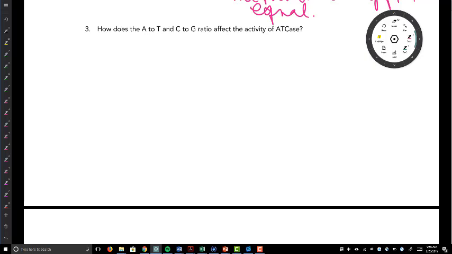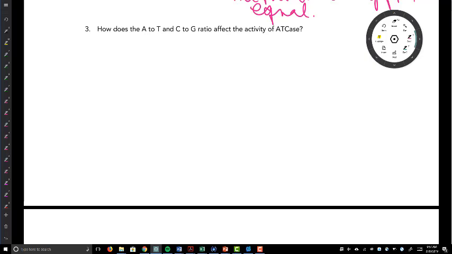So in one of my groups, would someone like to start us off by unpacking why the ratio matters for the regulation of ATCase's activity? Yes, okay, Rupert. So if we increase the concentration of CTP, that would say to synthesize more proteins.